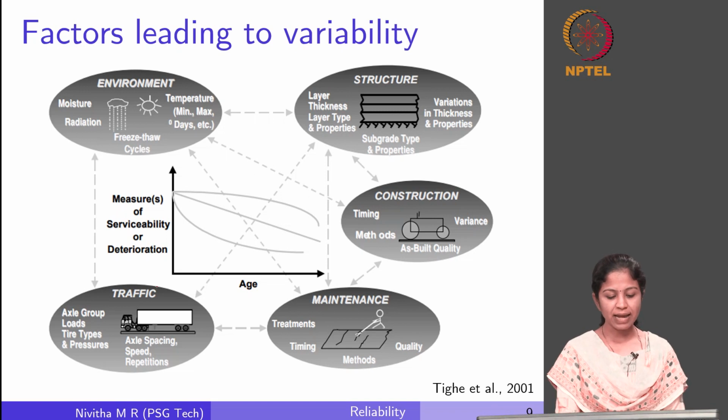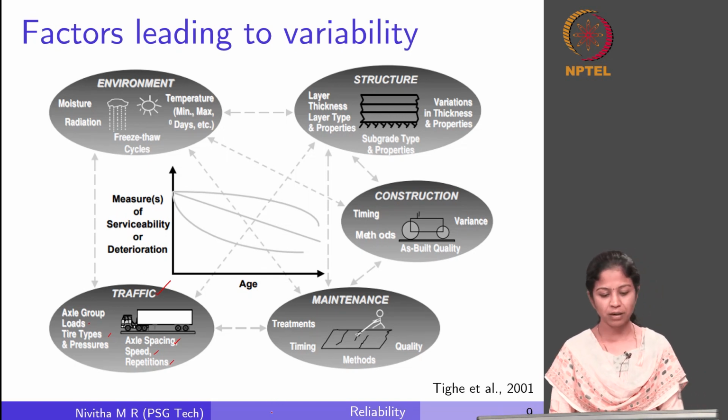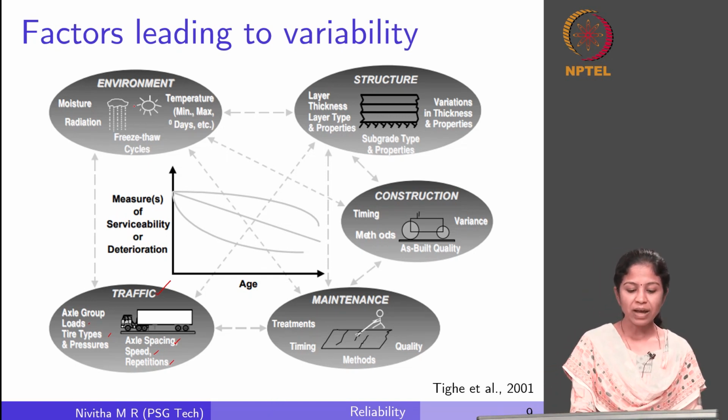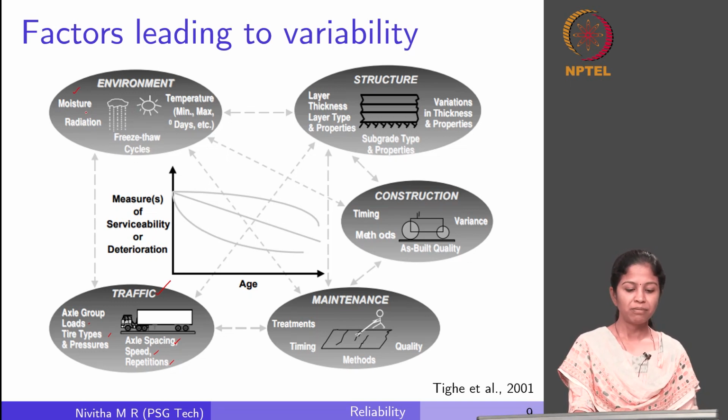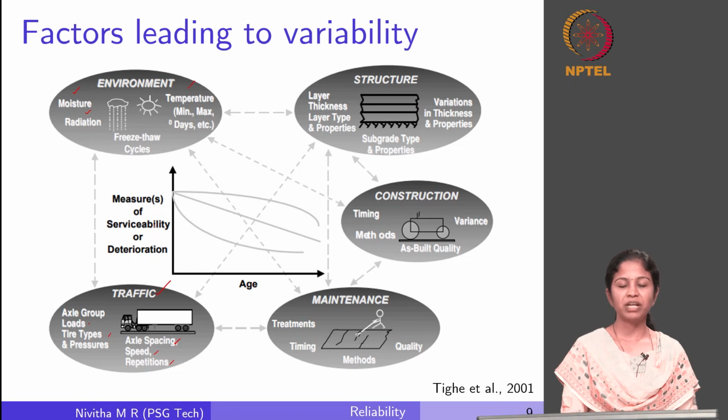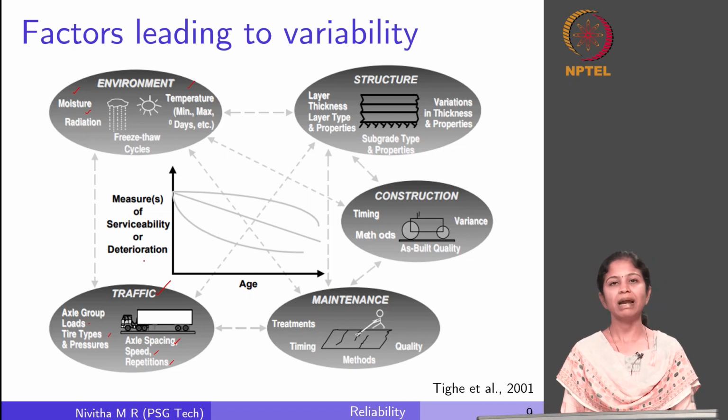So, let us say I am starting from traffic: we have axle group, the load, tire pressures and even the types of tires, axle spacing, the speed at which they travel, number of repetitions. Like that, many parameters are associated with traffic. Then we also have environment related factors: moisture, radiation, temperature. These things are going to vary in a random manner.